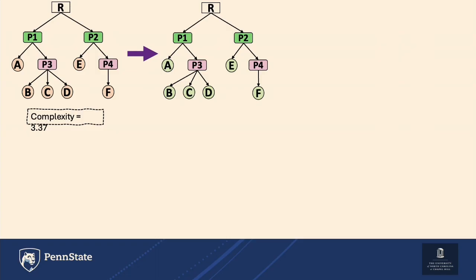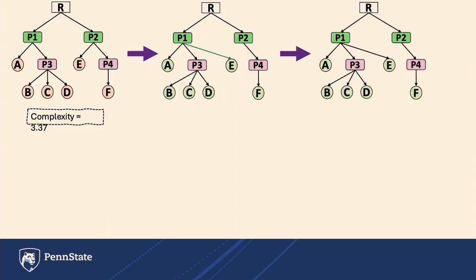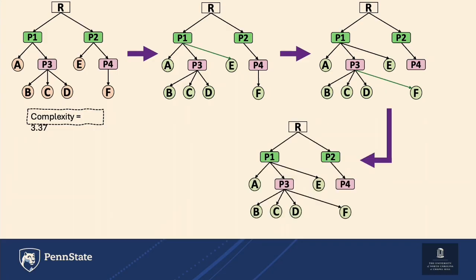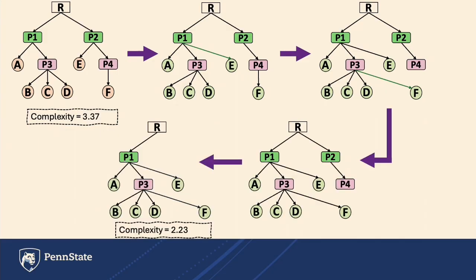We run our model. We try to move nodes here and there, and our optimizer will compute the metric and find out the lowest value. So in step 1, it moves E from under P2 to P1. Then it focuses on F, moves it to under P3. And at some point, we got our revised design, and the complexity is 2.23, which is significantly smaller than the prior design.